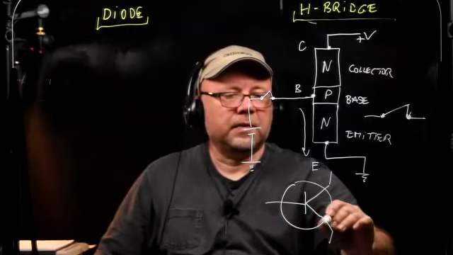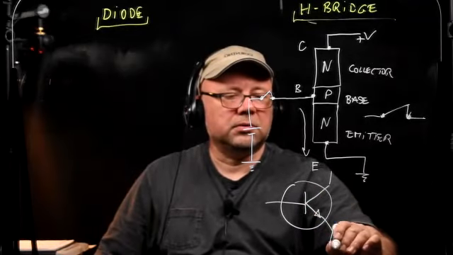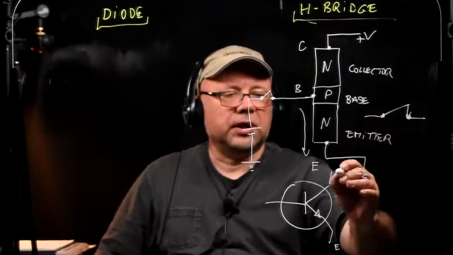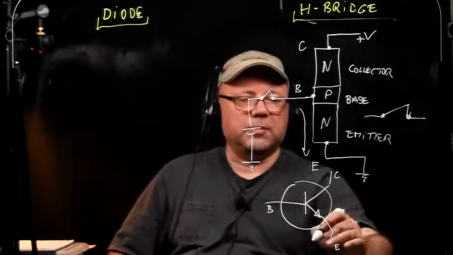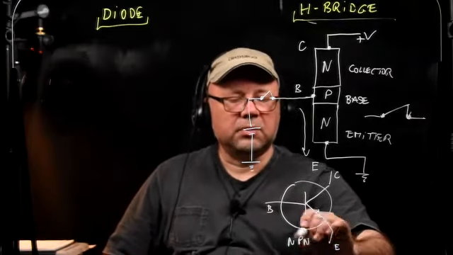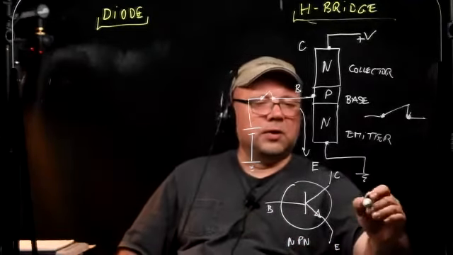Okay. This is emitter. This is collector. This is base. And this would be an NPN transistor, right?